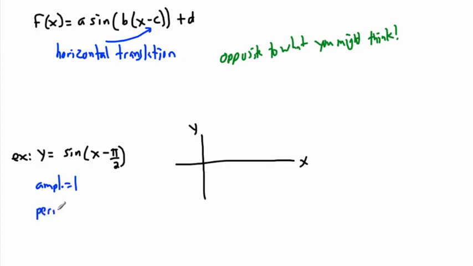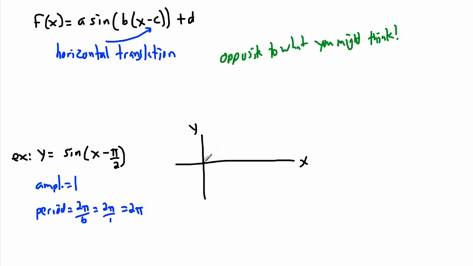The period is going to be, well, what's b? In this case, b is just a one in front of it because we don't really see the number here. So we'll say the period is going to be 2 pi over b. And when b is one, it's just going to be 2 pi over one. So therefore, the period is just 2 pi. In other words, we're going to draw something, at least our reference.